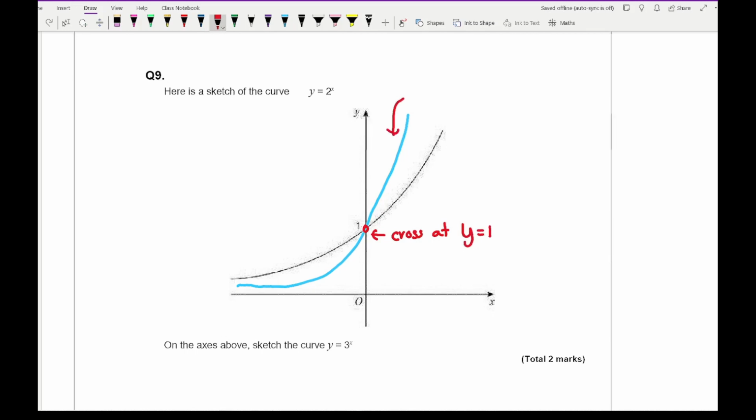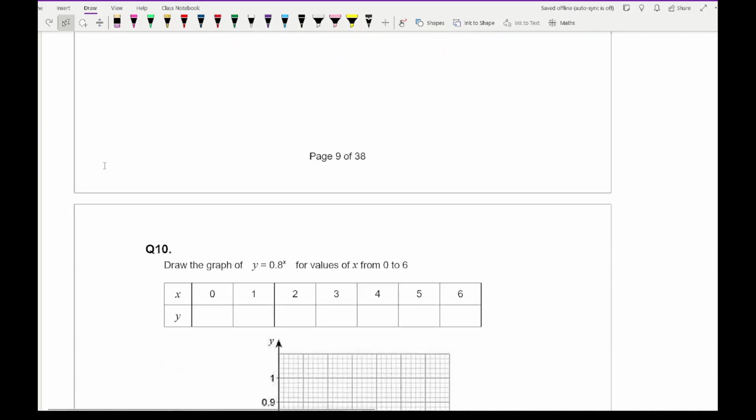And this line needs to be above the curve, so above y equals 2 to the power x, and after 0 it needs to be below y equals 2 to the power of x. And again, if you're not too sure, you could do a table of values. As long as it takes you less than 2 minutes, it should be absolutely fine.